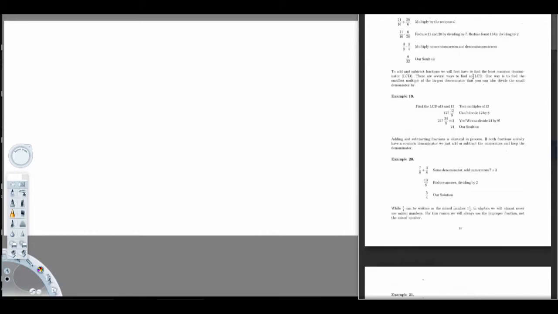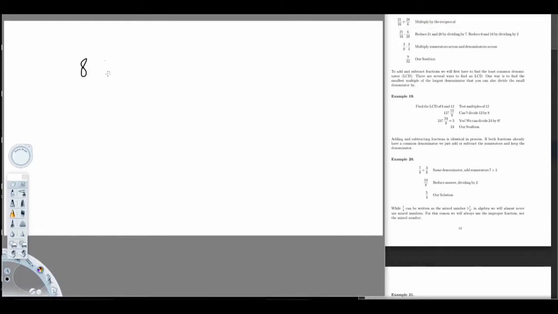To add and subtract fractions, we first have to find the least common denominator. There are several ways to find the lowest common denominator. One is to find the smallest multiple of the largest that you can divide by the smaller. Okay, I understand what they're saying. I find that's a pretty confusing way to do it.